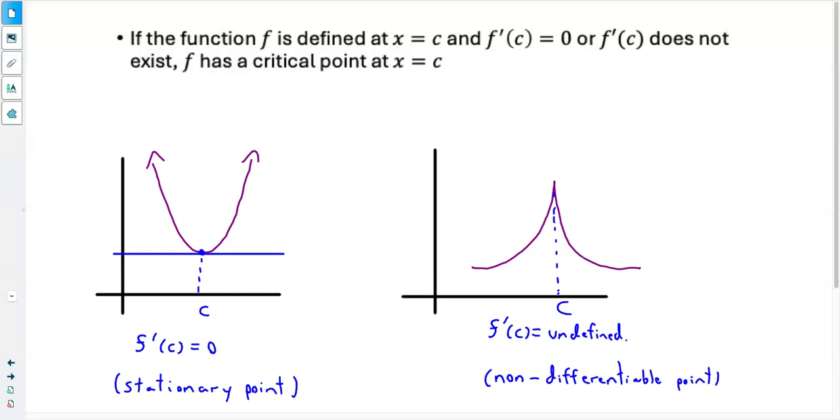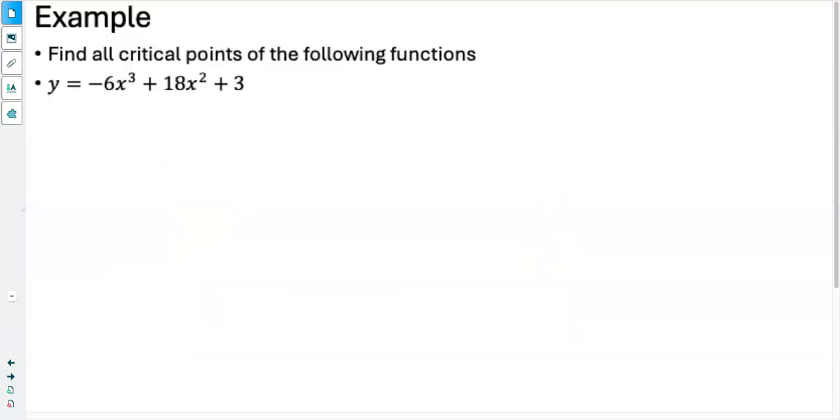Now, to find our critical points, because our definition includes our f prime either equaling 0 or not existing, we're going to take the derivative of our equations and find where it is equal to 0 or where it is undefined. So we'll look at an example or two. Find all critical points of the following functions.